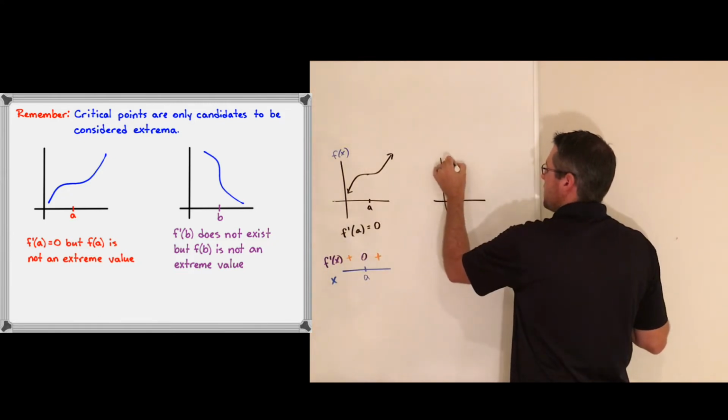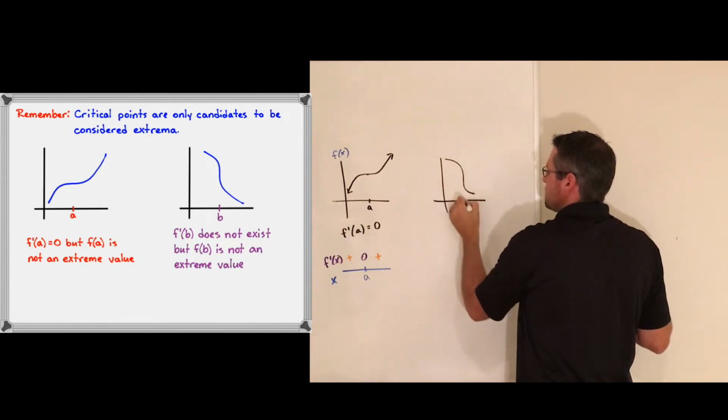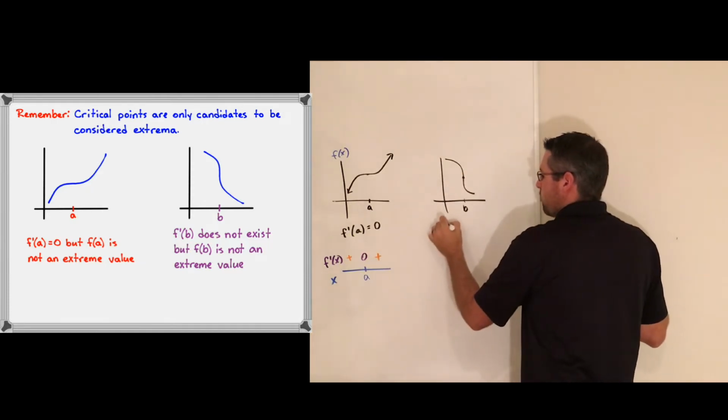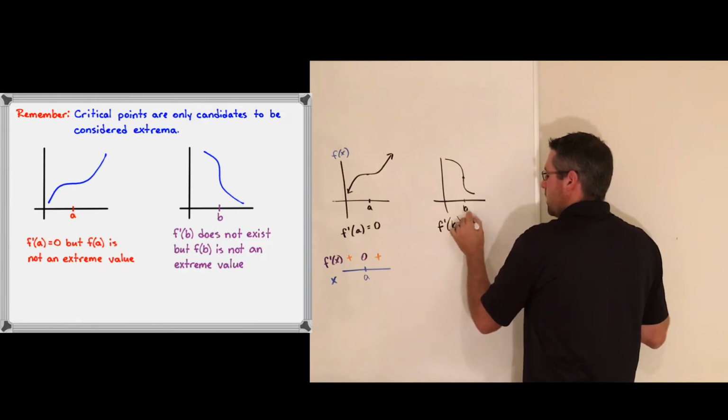If we look at the second graph, again, we saw this idea of a vertical tangent. So at b, we have a vertical tangent. So we would say f prime of b does not exist.